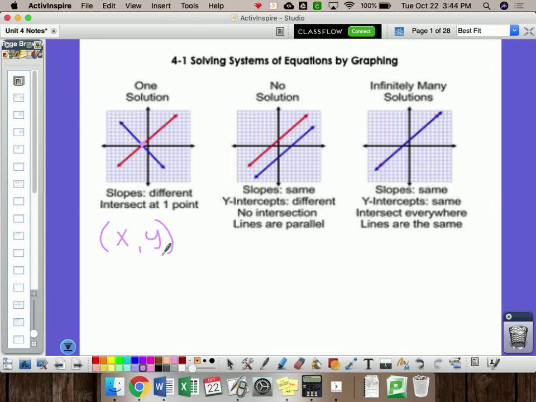is infinite solutions. This is where the two lines are overlapping. They're exactly the same. It's hard to tell, but this has another line underneath it. Those two lines are exactly the same, meaning they are overlapping across the entire graph. So we're going to practice this on some examples.